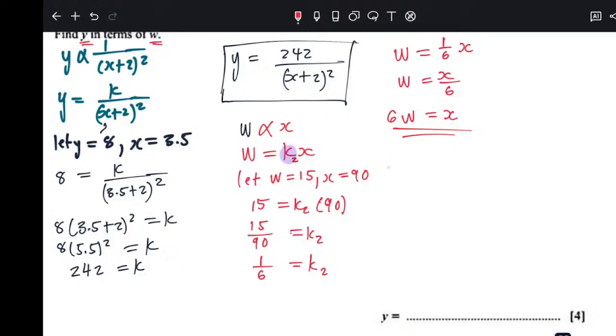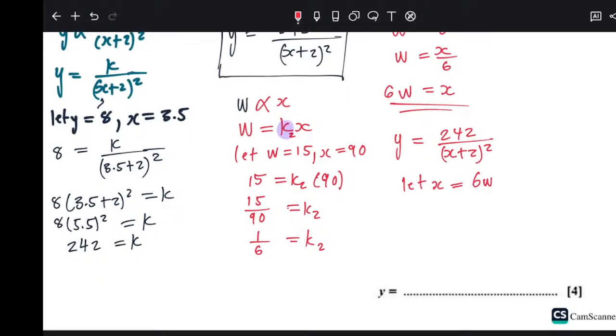So you're now going to say y is equal to 242 over (x + 2) all squared. Now you say let x be equal to 6W. You now get y is equal to 242 over (6W + 2) all squared. And now you have y in terms of W. Have you seen this?